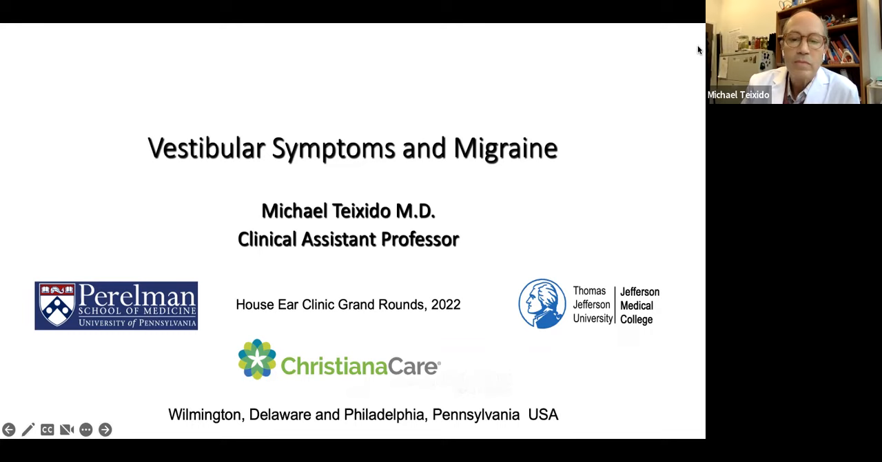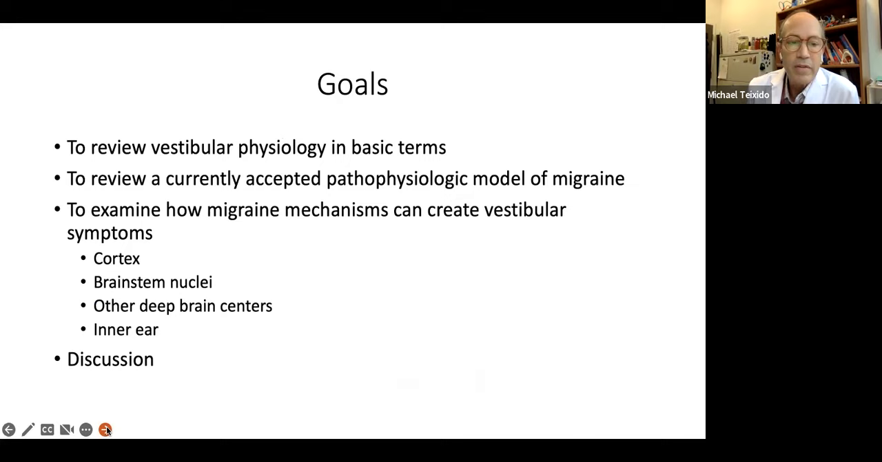I don't think I need to review vestibular physiology in any detail with this crowd, but we are going to review the currently accepted pathophysiologic model of migraine so that we can examine more closely how migraine mechanisms can create vestibular symptoms in the cortex of the brain, in the brainstem nuclei, and other deep brain centers, and even in the inner ear, which is a topic that has been of significant discussion, even in our neurotology listserv recently.